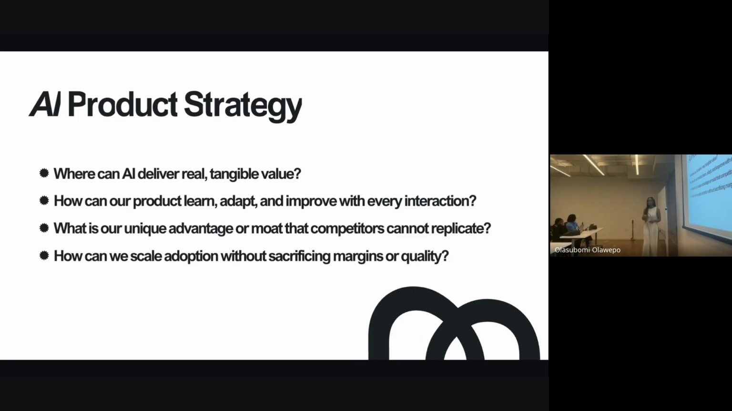So those are things where your product is learning. With every user, you're building this language ability for your product. So that is one example. I'm not saying it's the only example. I'm also not saying that's the right example. So it's just options. What is our unique advantage?